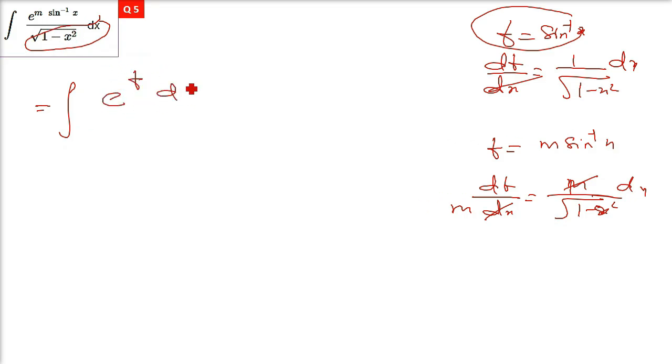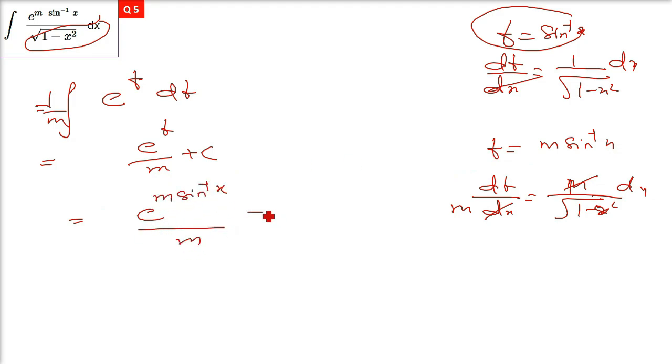So e^t dt, m goes in the denominator. We are taking it outside because it is a constant already. Integration of e^t will be e^t only. Integration of e^x is e^x. So e^t, just replace t by m sine inverse x now. m is already there in the denominator. So the final version is e^(m sine inverse x) by m plus constant of integration.